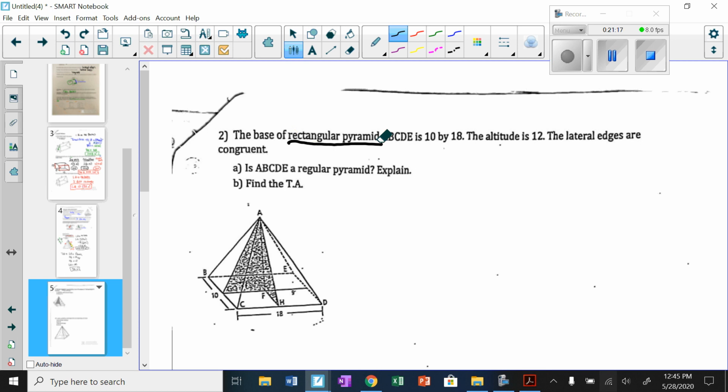Is a rectangle regular? No, a rectangle is not regular. So that means these 4 triangles, the lateral faces, are not all congruent. But some of them are congruent. Which ones are congruent? The ones that are across from each other are the ones that are congruent. Okay, so is A, B, C, D, E regular? No, because the base is not regular.